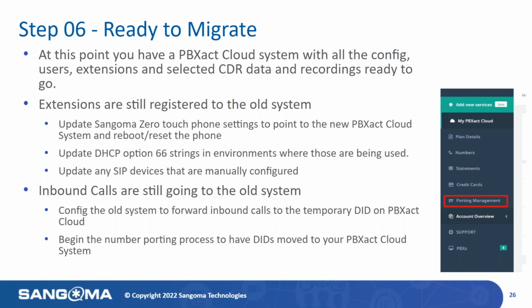Also at this point, inbound calls will still be going to the old system. So you need to configure your old system to forward inbound calls to the temporary DID we selected initially at the beginning. You can also begin the porting process to have your DIDs move permanently to the PBXact cloud system. And there is a porting option when you're logged into PBXact Cloud on the left-hand menu.